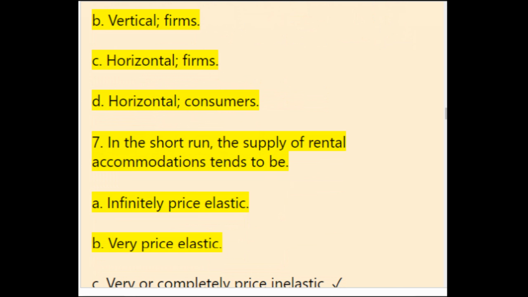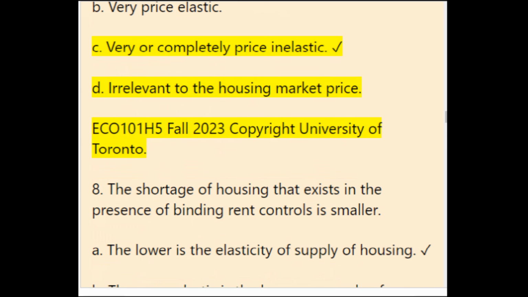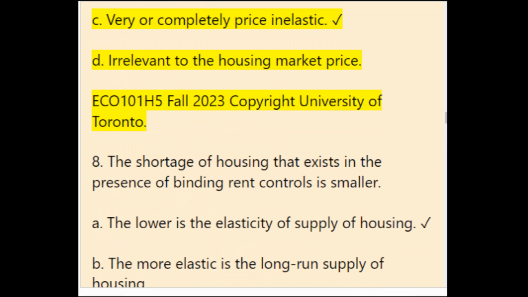7. In the short run, the supply of rental accommodations tends to be A. Infinitely price elastic. B. Very price elastic. C. Very or completely price inelastic. D. Irrelevant to the housing market price.